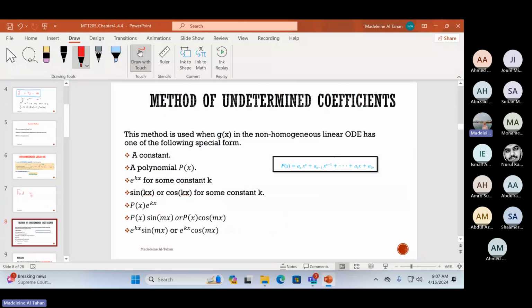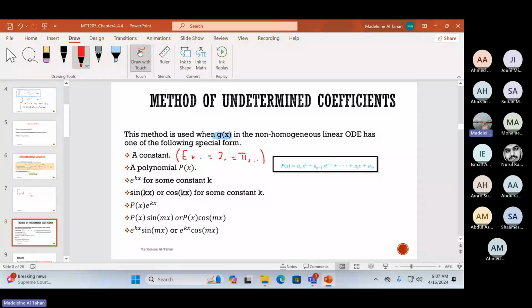First of all, the method of undetermined coefficients that we will discuss today is restricted to a linear ordinary differential equation with constant coefficients, plus after the equal, we have a g of x. It's restricted for g of x to have one of these forms. A constant. What do you mean by a constant? Who can give us an example of a constant? When we say constant, it means equal to a real number. This is what we mean by constant.